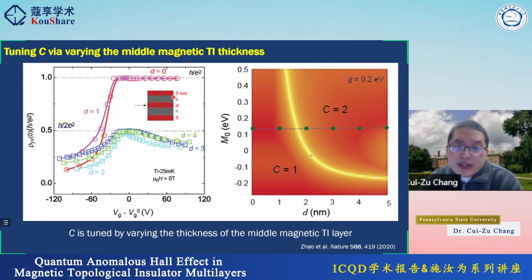This kind of Chern number tuning is also demonstrated by the gate dependence of the zero magnetic field Hall resistance. We could see that 0 and 1 quintuple layers are quantized at h over e squared, and 2 to 4 quintuple layers are quantized at h over 2 e squared. This experimental observation is also interpreted by Chao Xing's theoretical calculation.